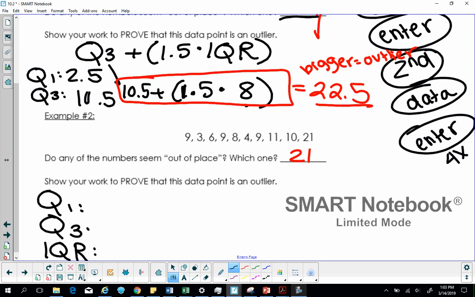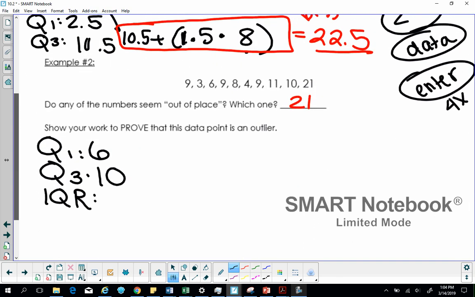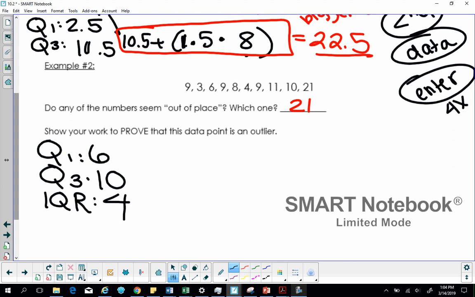Did y'all get it yet? The first one is 6. Are you doing yours by hand or on a calculator? By hand. So you can still do it by hand. And the second one is 10. Same thing you did yesterday, it just takes less time. But you did it all on that paper. You could do it by hand, it just takes a little longer. And then what's your IQR? 4. Everyone get that part?